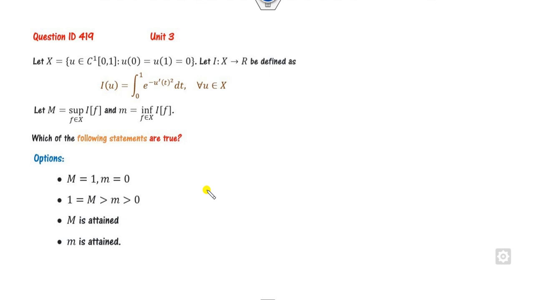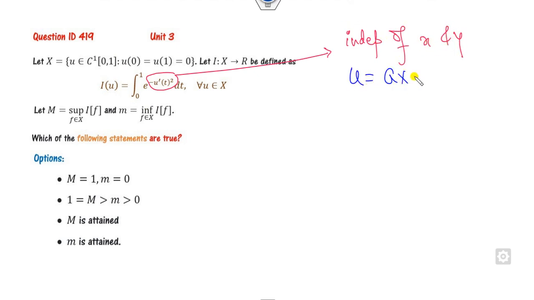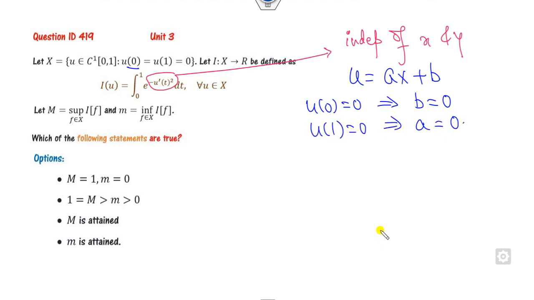Okay, look at the last question about that. This is similar to the previous questions, but the answers are different. Look at this one, which is independent of x and y. So your solution will be ax plus b. Now apply u of 0 is 0, so b is equal to 0, u of 1 is 0, so a is 0. Fine. So the solution will be 0.